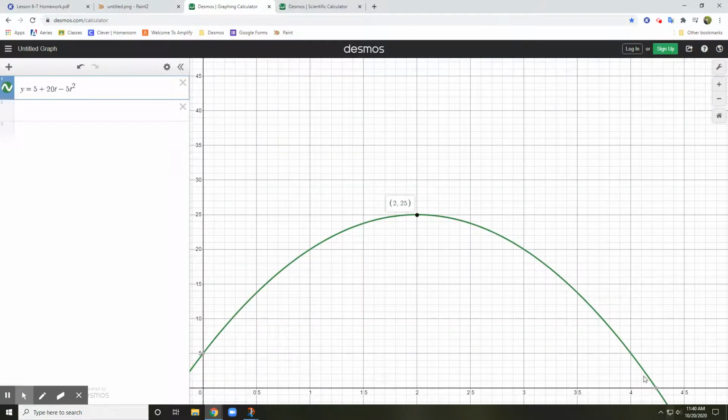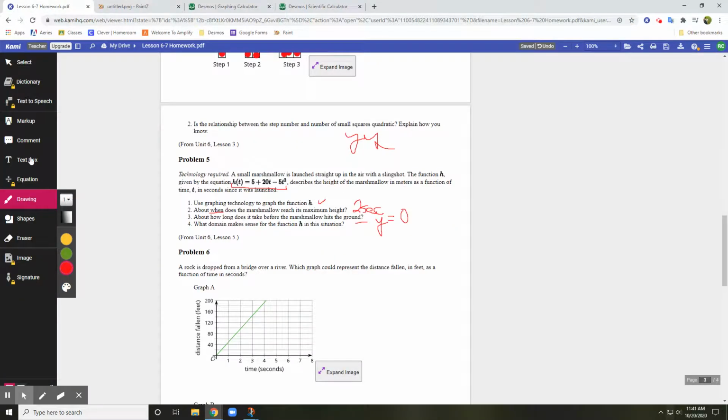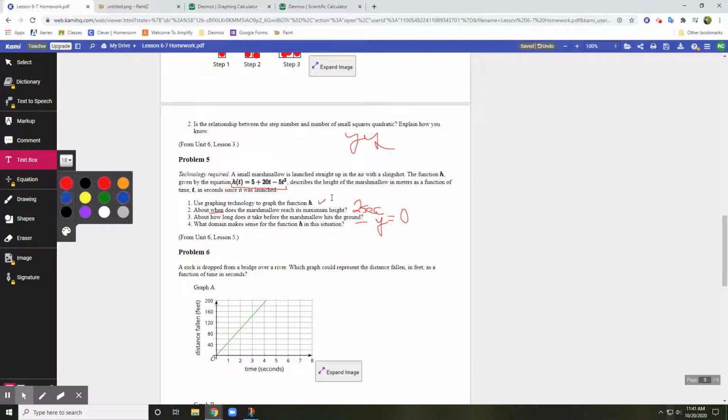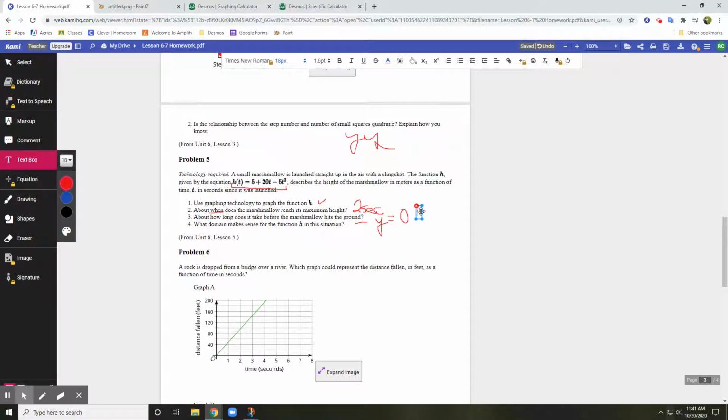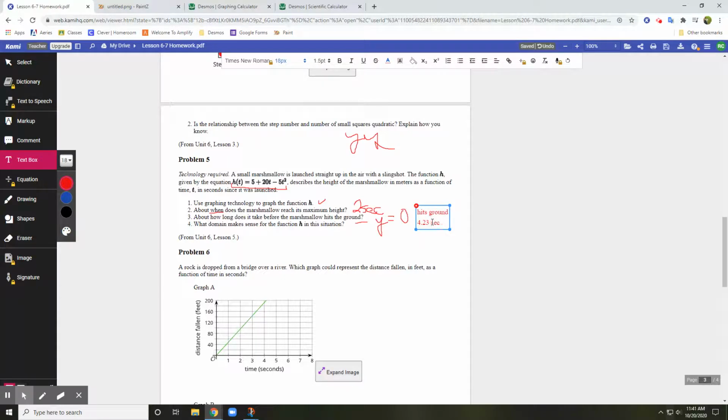So let's look. When was y equals 0? It equals 0 at 4.236. We can round. We can write it. So when does it hit the ground? Let me add a text box. So it's going to hit the ground at 4.236 seconds. Let me check that. We wouldn't want that thousandth place to be off.